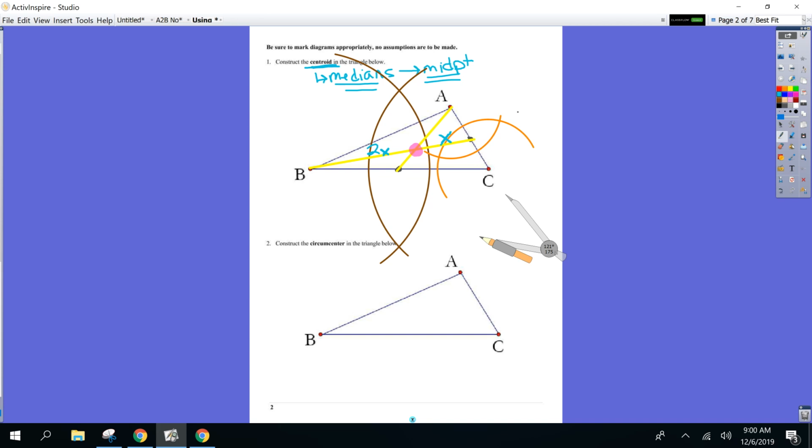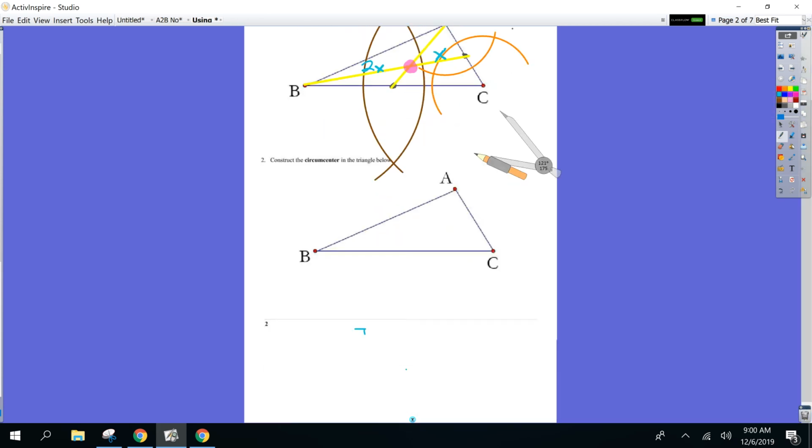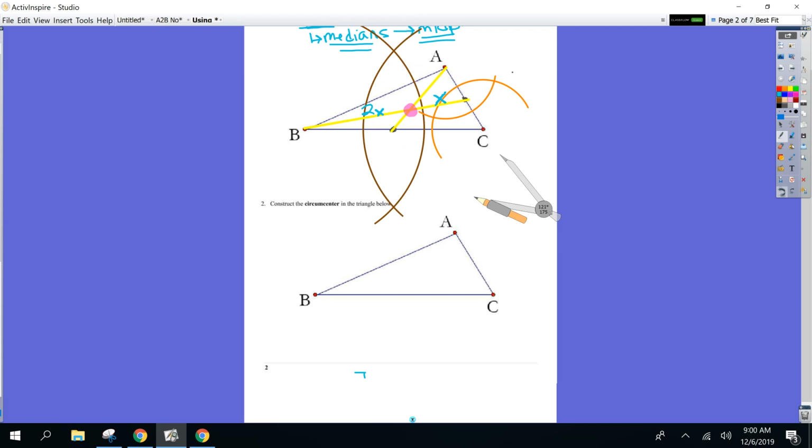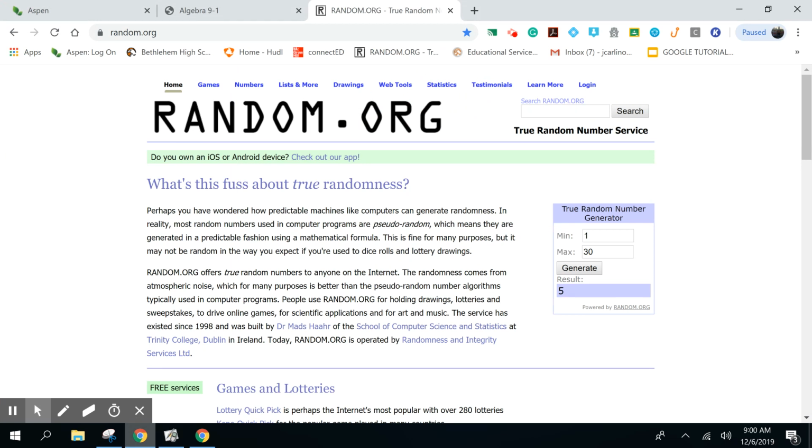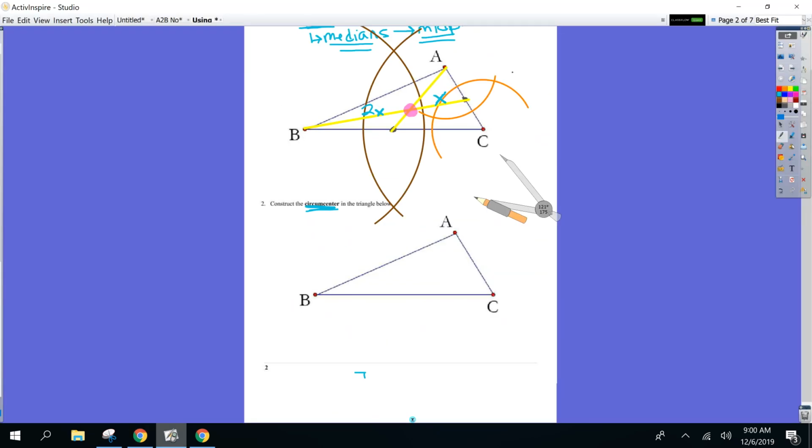Circumcenter. Here we go. Little review first. Circumcenter. What are we thinking about with circumcenter? Intersection of my... There we go. Same construction we did above, but now I'm going to draw the line through and see where those lines intersect each other. And this one just gets nuts.